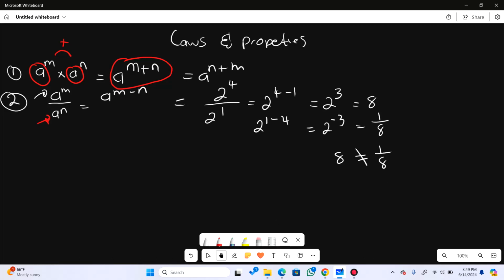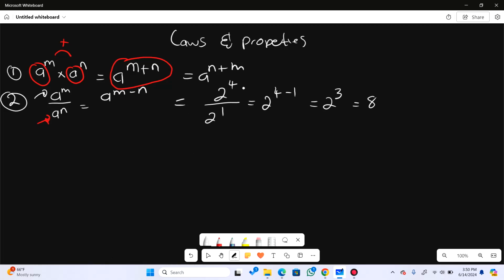So pay attention to these small things here, because most people do make that mistake. The denominator is the one with the negative. Make sure that you understand that one.